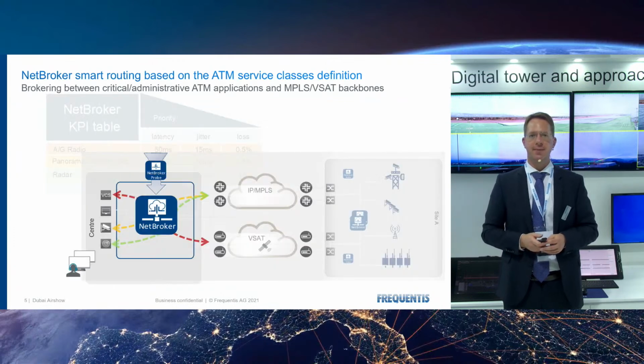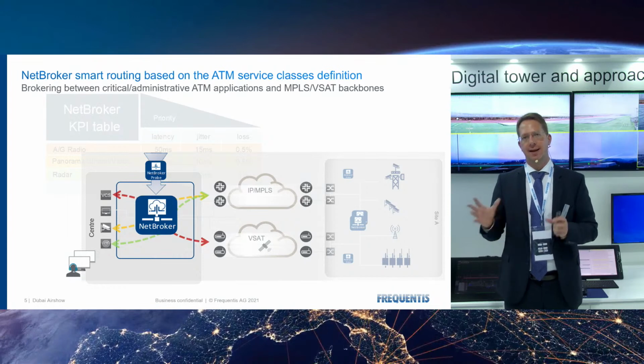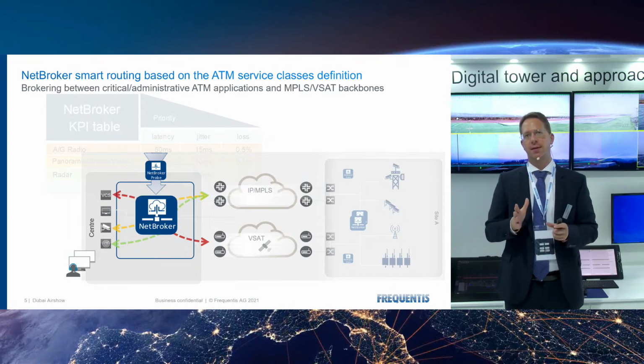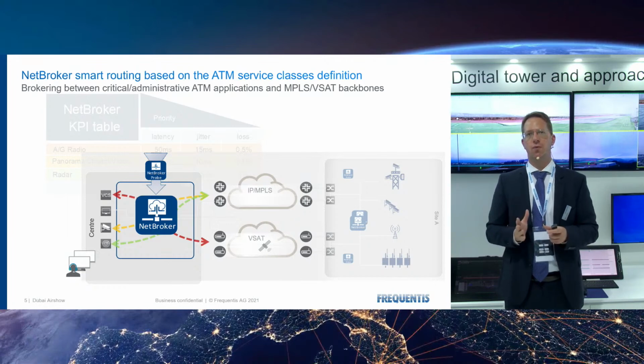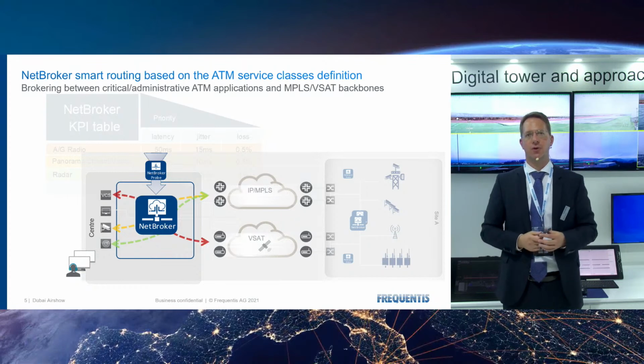So basically, you have the NetBroker managing the network and permanently measuring the quality for each application over the network. In our case, for example, it switches over between an MPLS network and a satellite connection, and that makes the transmission more safe and also more secure.